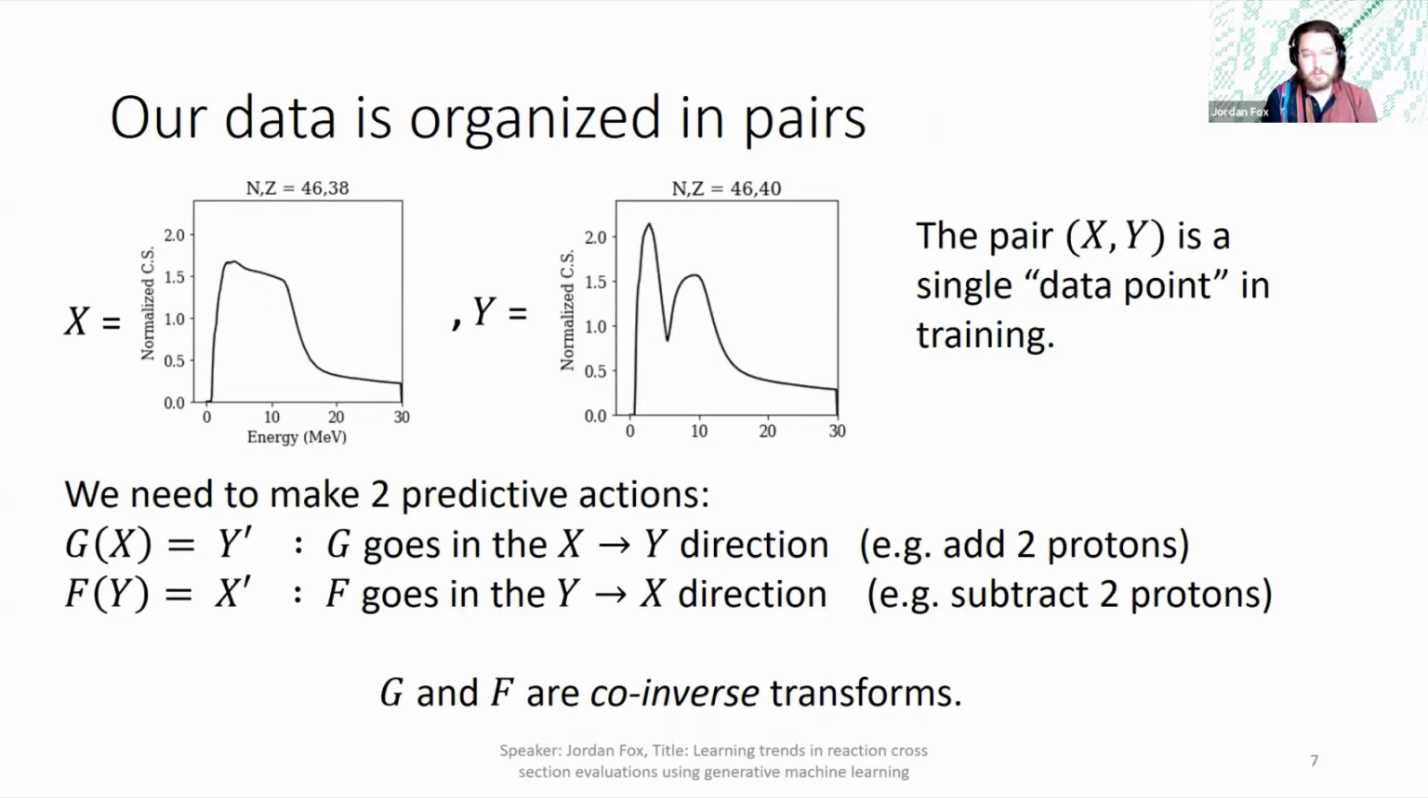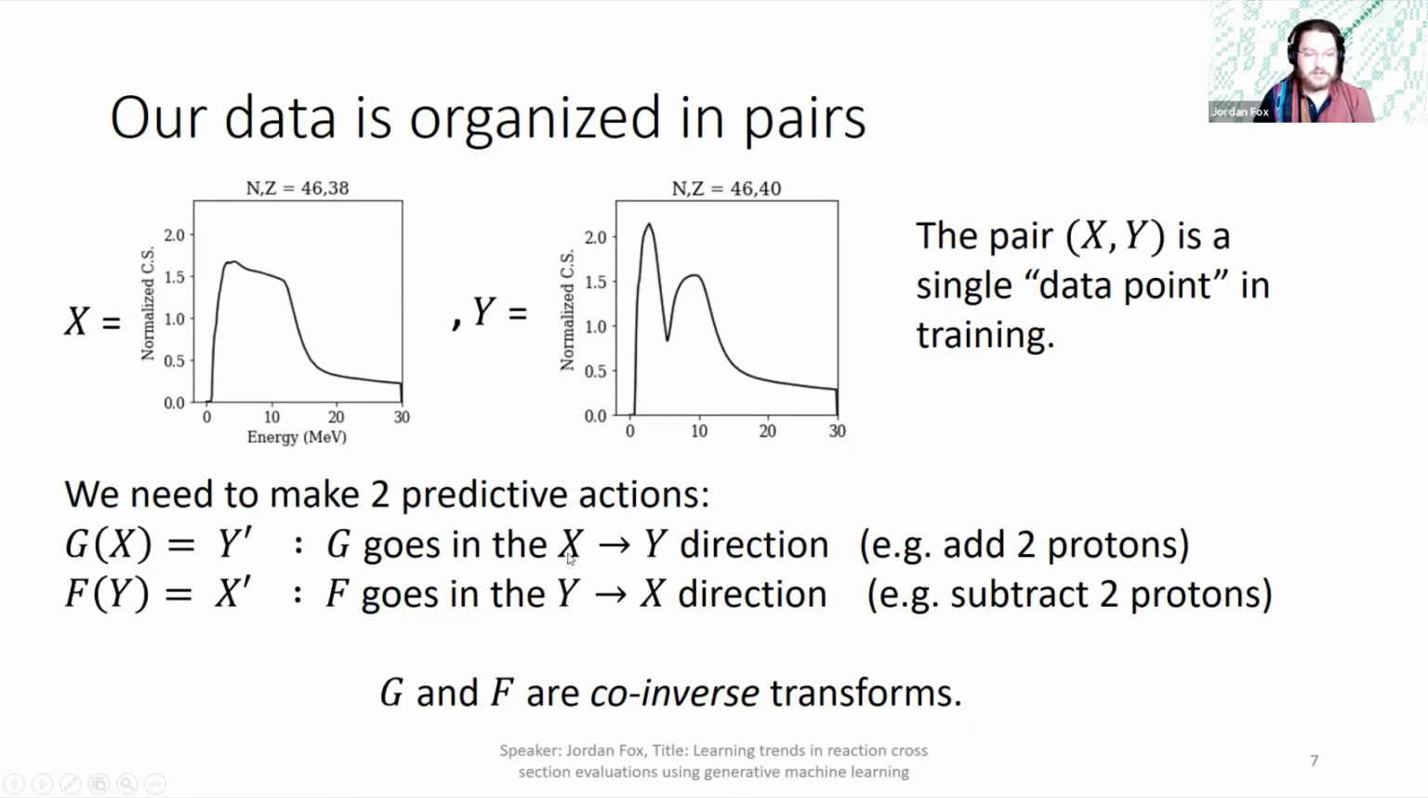So going on with this example from the last slide, let's call the first cross-section, the input, X, and the output, Y. So this pair X, Y is actually basically a single data point in training. And on that X, Y pair, we can make 2 predictive actions. First, let's imagine a function G, which takes in X and outputs a prediction for Y. We call that Y prime.